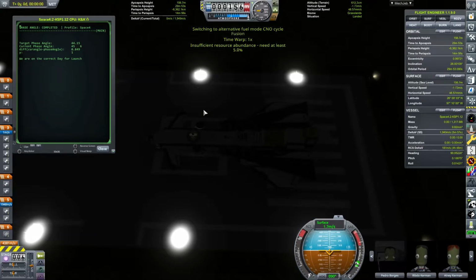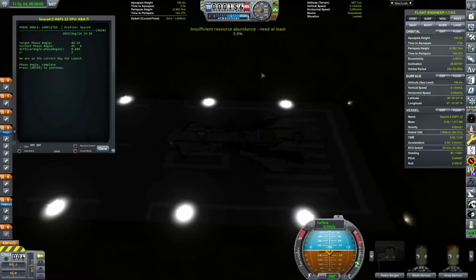Okay, so right now we are at the 24th of August 2022. So we are in the future, of course, at the next window of opportunity to travel to Mars. So we are on the correct day for launch, but we are not yet at the correct hour. Okay, so what is the hour about?